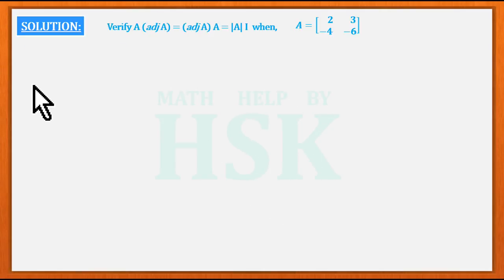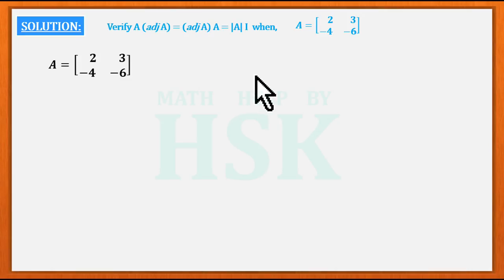Okay, so friends, first of all we take the given matrix, and the first thing which has to be done is to calculate the adjoint of this matrix A. So for this we are going to calculate the cofactors of each element.